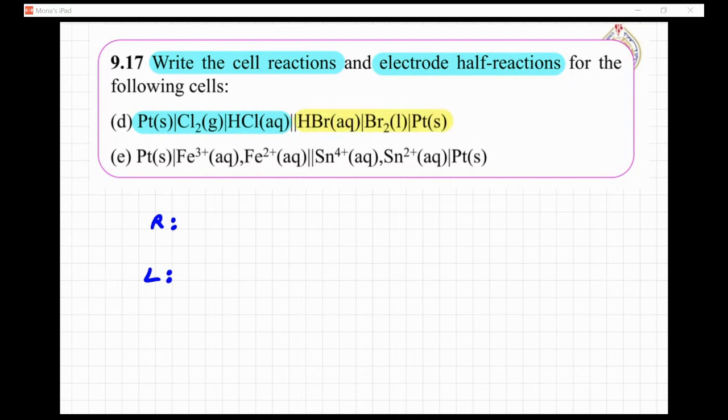Let me change this here. So this is what I have, the left and right. What do we have to do? We have to write the reduction half reactions.